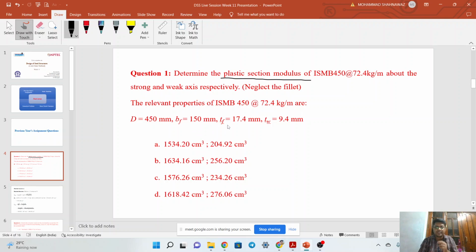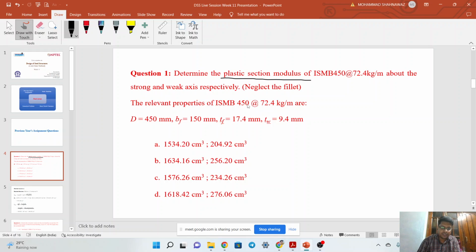Sir, why do we need to check it? Actually, I want my learners to be able to see the code book. That is why this is a live session. I want you to cross verify whether you are able to find these in the code books or not. ISMB 450, and its weight is 72.4 kg per meter. Yes, sir. D is 450. bf, the breadth of the flanges, is 150. Yes, the data matches the code.